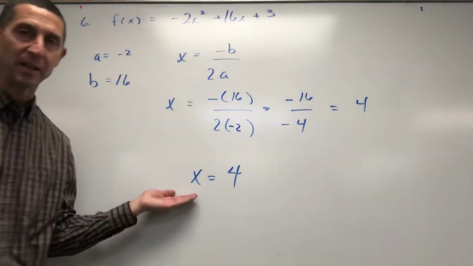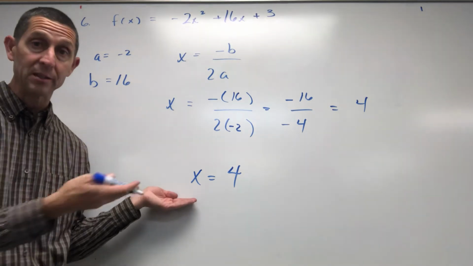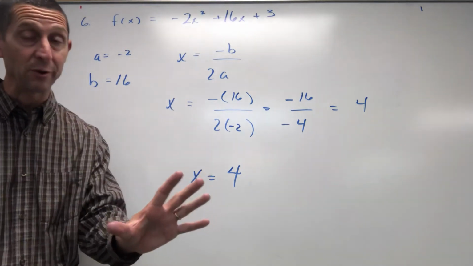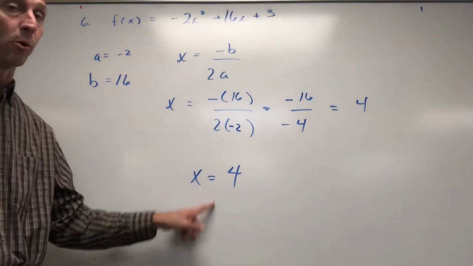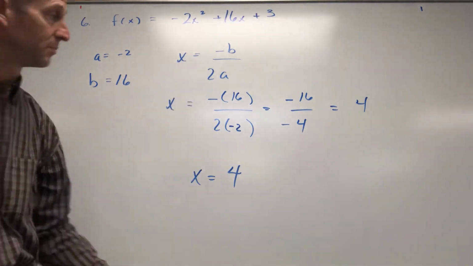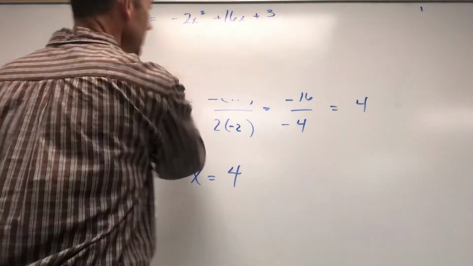So we get our first answer. Now this is good information. X equals 4, we know that's going to be your axis of symmetry. That's also going to be half of your vertex. So we're going to use this 4 to plug back in and find the rest of what we need for the problem.